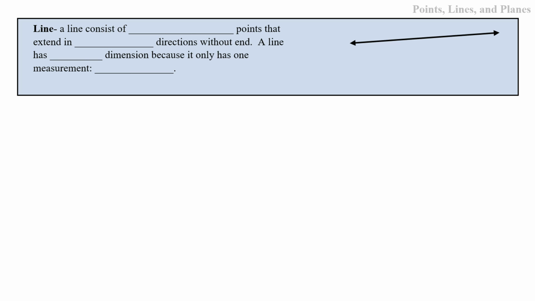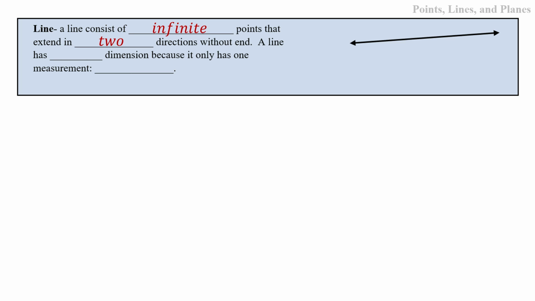Alright, next undefined term is a line. And the line consists of an infinite amount of points that extend in two directions without end. So there has to be an infinite amount of points. And infinite means that it's never going to stop. You're going to have a million, kajillion points that you're never going to be able to stop counting because they go on and on forever.